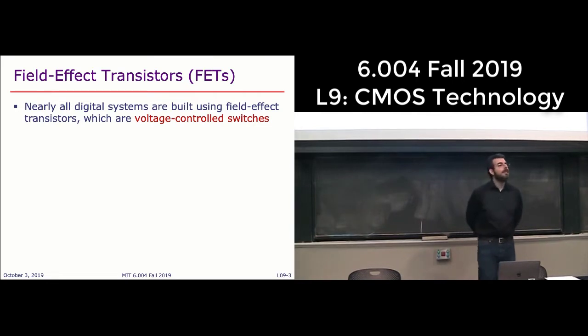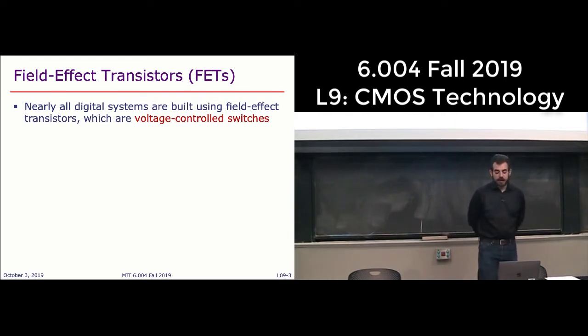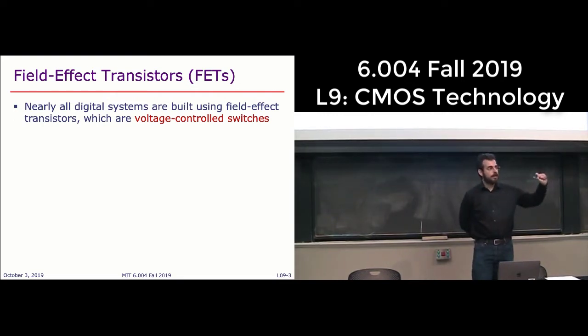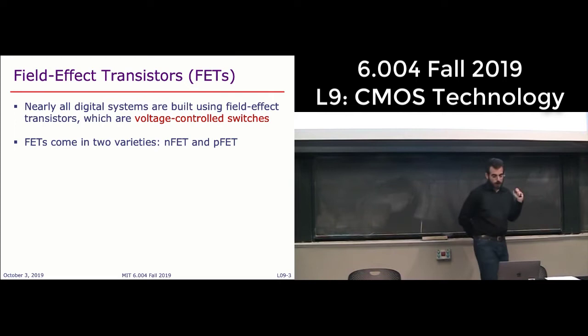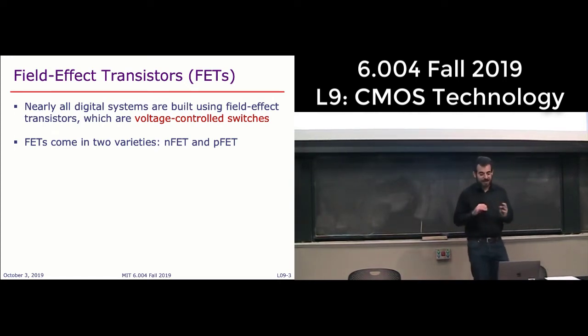Okay, so there are many kinds of transistors. The transistors that are used to build digital logic today are called field effect transistors, or FETs. And the one thing you need to remember about FETs is that they're just voltage-controlled switches. They are 3-terminal devices. There are 2 terminals, and then the voltage of the third terminal is going to control whether there's a connection between the other 2 terminals or not. So there are 2 kinds of FETs, and we're going to exploit these 2 types of FETs.